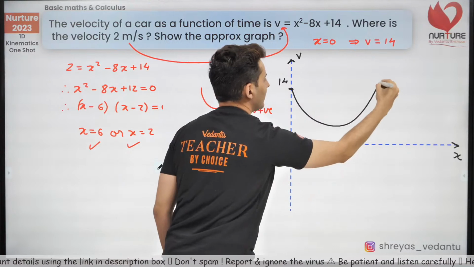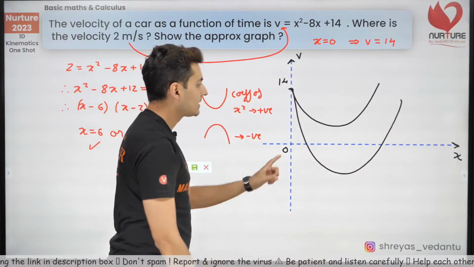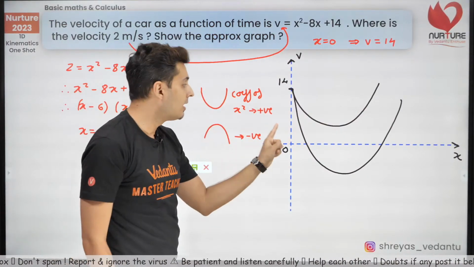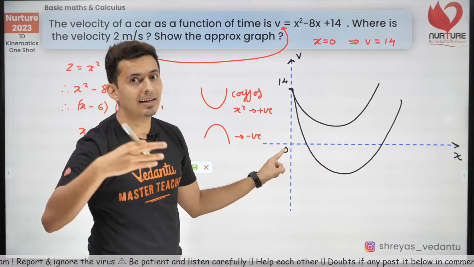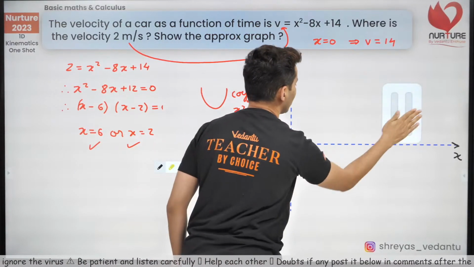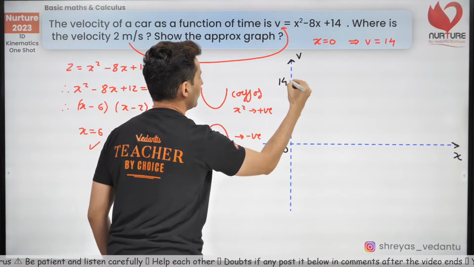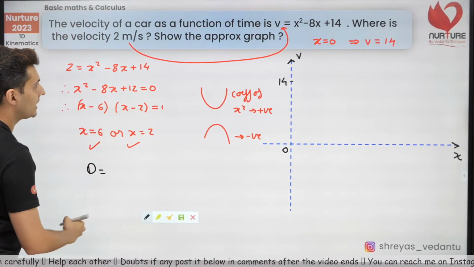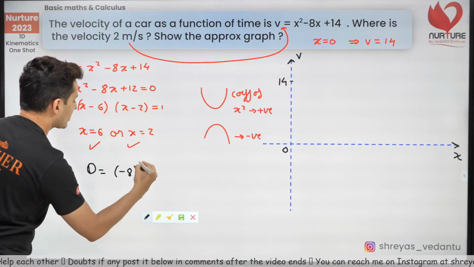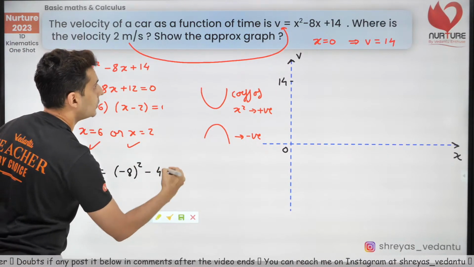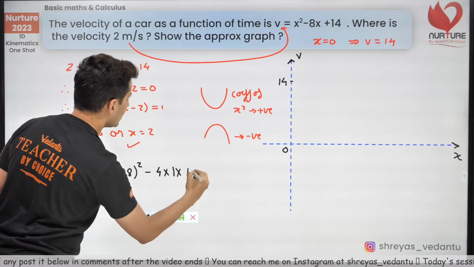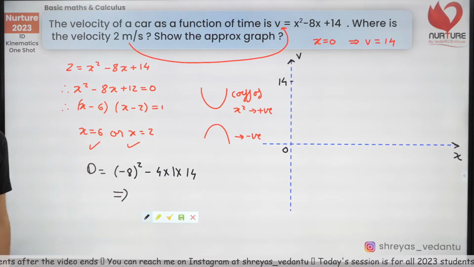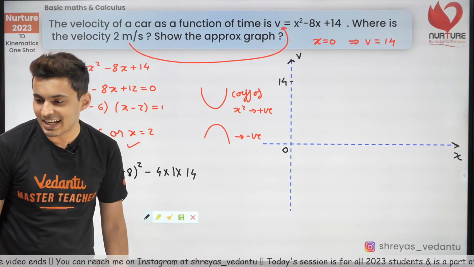Now, whether it goes like this or like that, whether it cuts through the x-axis or does not cut through the x-axis, depends on whether there are roots or no roots for this equation. So check the discriminant. This was 14. So what is the discriminant? Discriminant is b square minus 4ac. B square is minus 8 square minus 4 into a into c. So is it positive or is it negative?